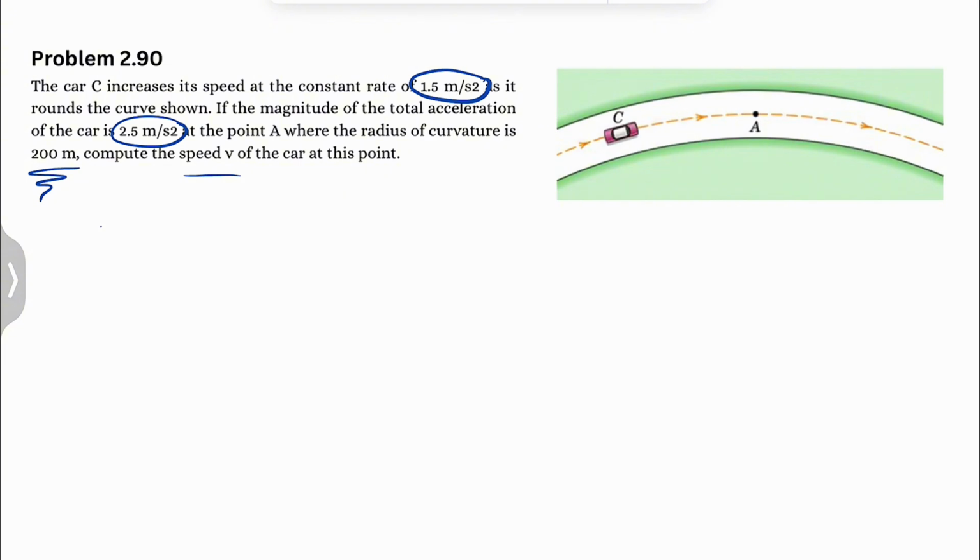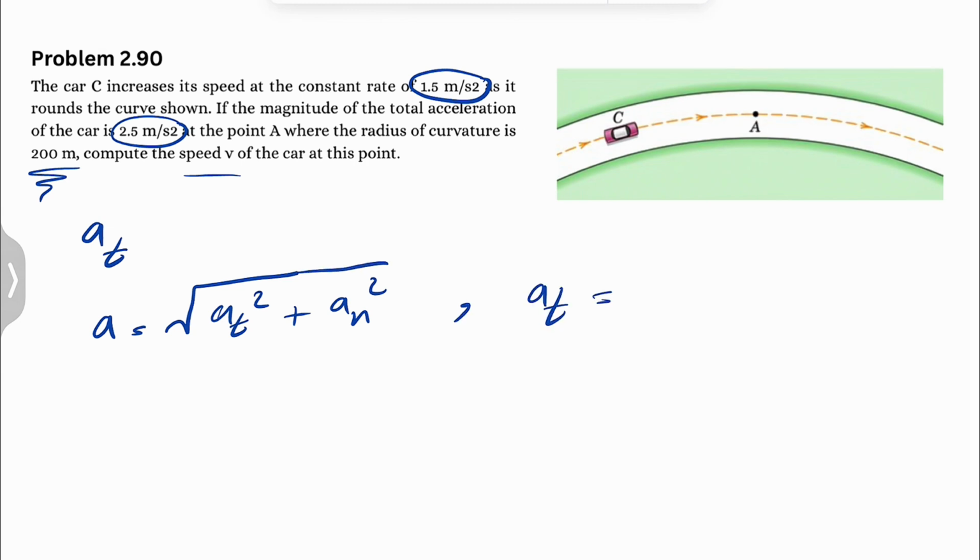So let's just go over the givens that we have. We have the acceleration in the first line, 1.5 meter per second squared, where this one is actually the tangential acceleration, so we show it with a_t. And as we talked about, we have a total acceleration a, which is the square root of tangential acceleration squared plus the normal acceleration squared. The tangential acceleration is 1.5 meter per second squared, and for the normal acceleration we have a formula, which is v squared, the speed to the power of 2, over rho, which is the radius of the curvature.